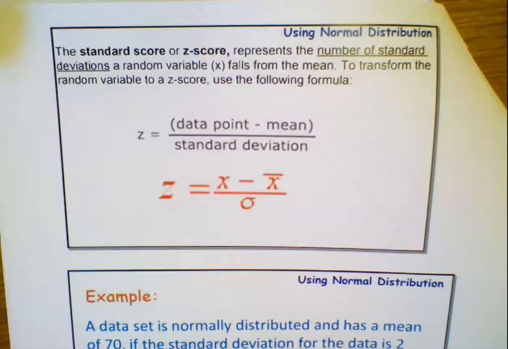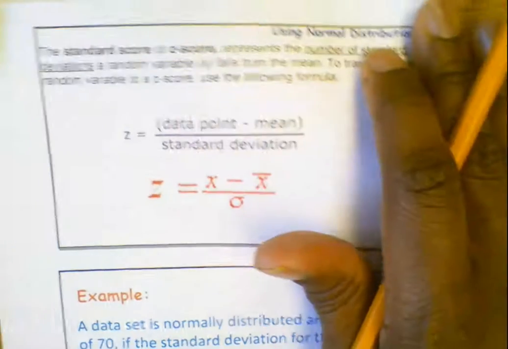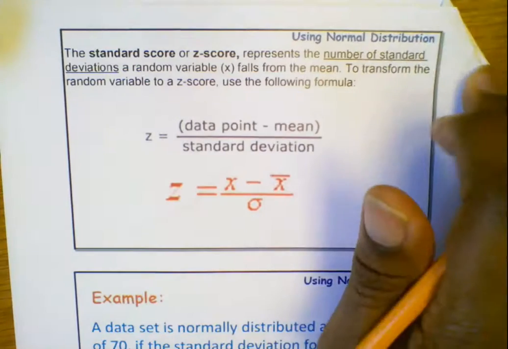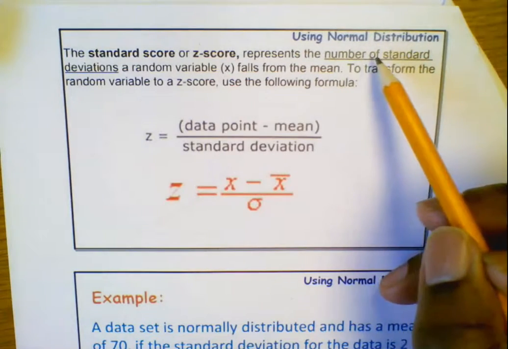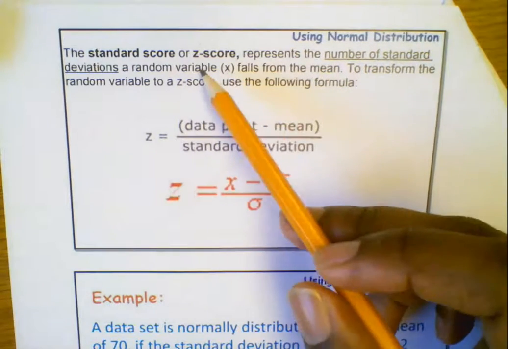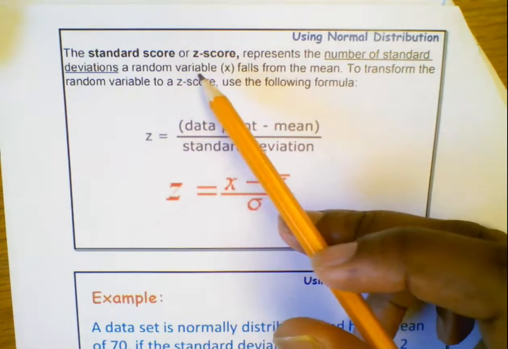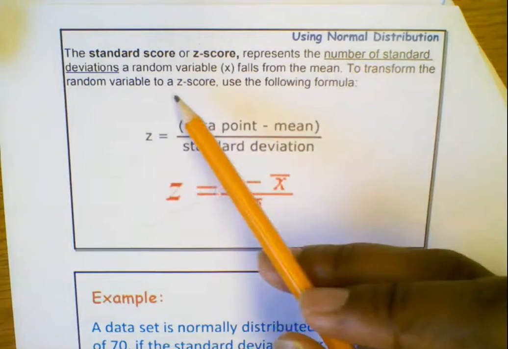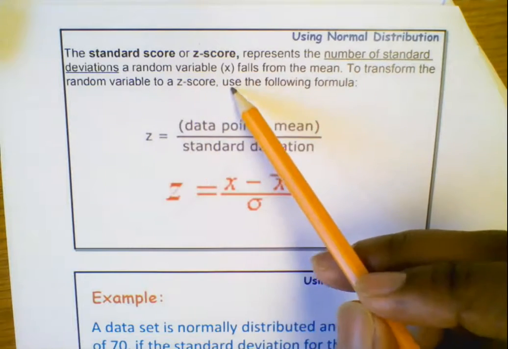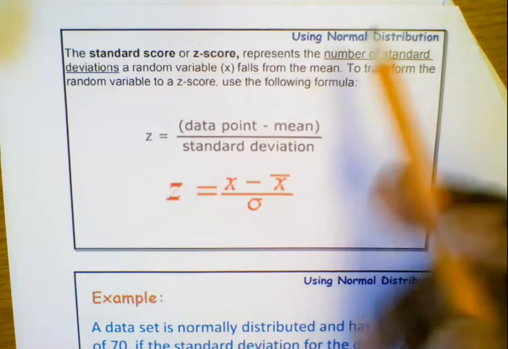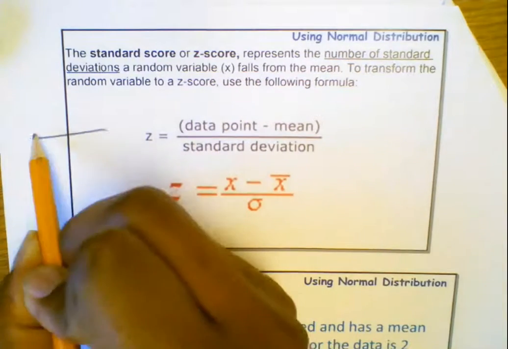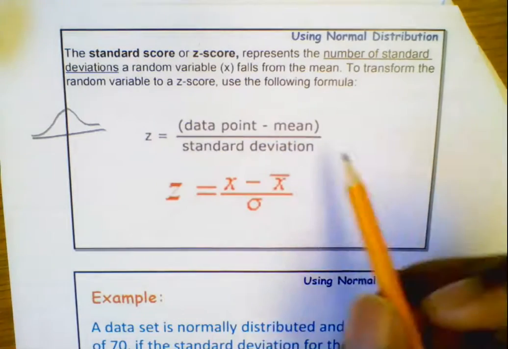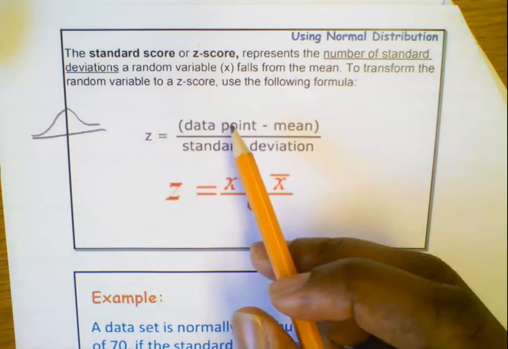Alright, so this video is meant to be studied after you learned about the normal curve and the bell curve in the previous video. And this video is about using normal distribution and understanding the z-score or the standard score. The z-score represents the number of standard deviations a random variable x falls from the mean in a normal curve. So that's my normal curve, and the z-score represents how far it is from the mean.